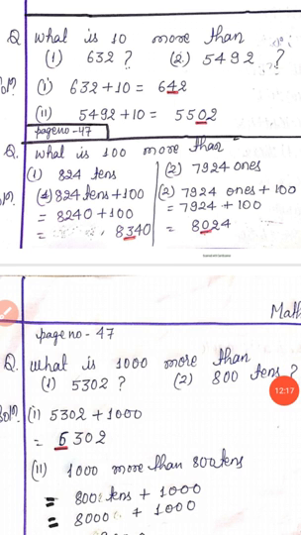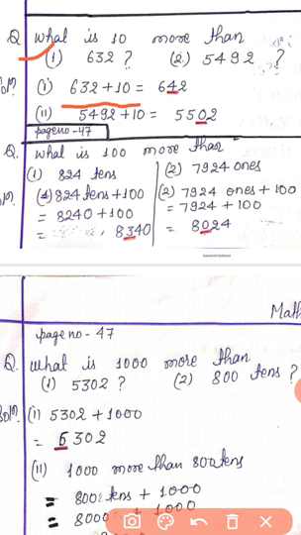Now let's see some practice questions. What is 10 more than 632? So we add 10 to 632. We get the sum 642, and we have to underline the changed digit. So see here, when we add 10 to any number, the ones place digit is the same, and the tens place digit will be increased by 1. So we underline the digit 4.